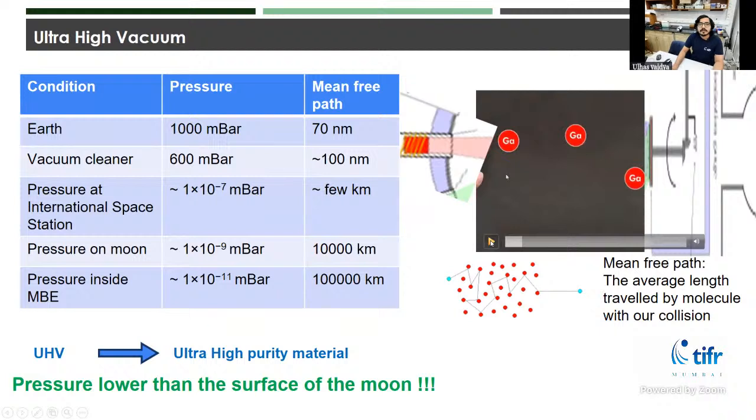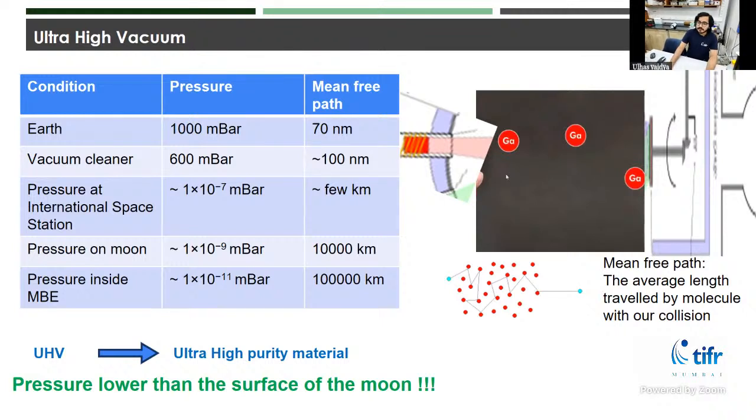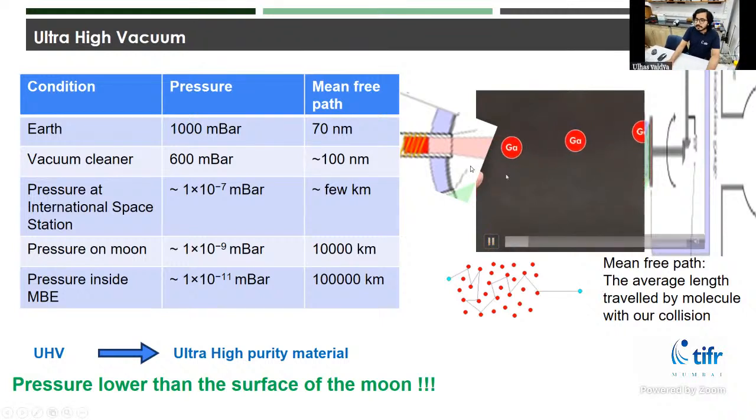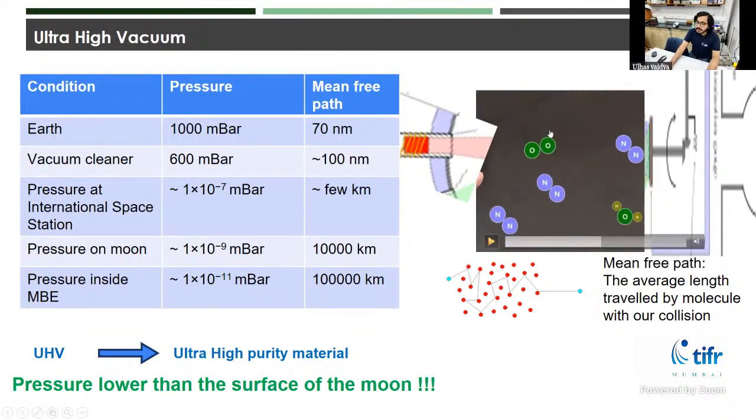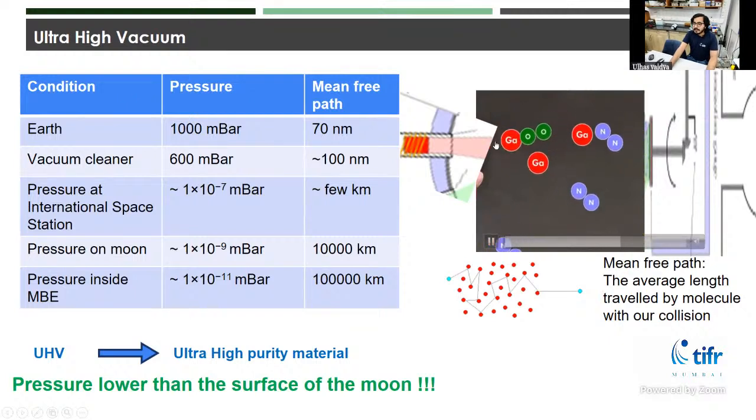So you already explained. Yes. Actually, just a naive question: what exactly is ultra high vacuum? I'll explain. You are heating up the effusion cell, so ideally you should get this kind of beam of molecules like gallium. But in reality, in the atmosphere, there are lots of gases and they will hinder the path of this molecular beam.